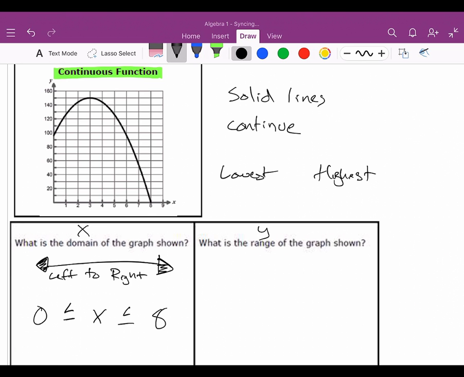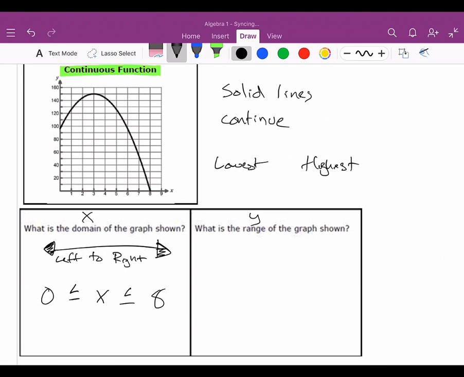Now let's look at range. Range is a little different, but we know the y-axis is vertical, correct? So we're only going to look up and down. Only look up and down. So if I want to get my lowest y, I'm going down. It gets lower as I go down. But if I'm looking for a highest, it gets higher as I go up. Your eyes should only move up and down, but follow the graph.